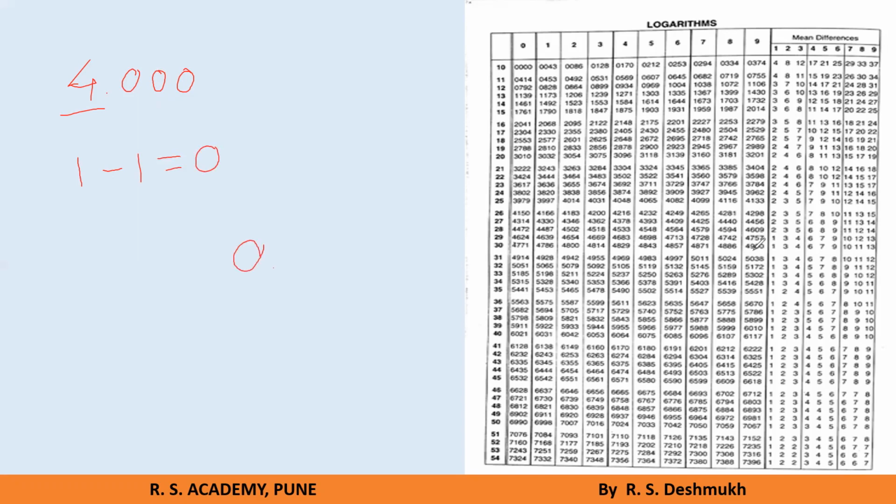And now how to find the mantissa? Whenever I am finding the log, I will go for 40. I already said, wherever the decimal might be, just go for the first two digits. So it is 40. And I will go for 0 in the next column, that is 6021. So the log of this will become 0.6021.